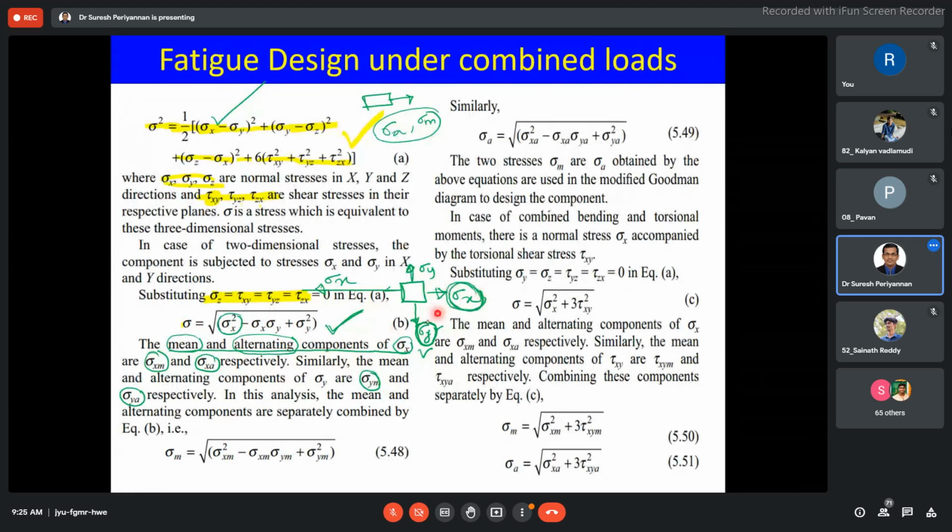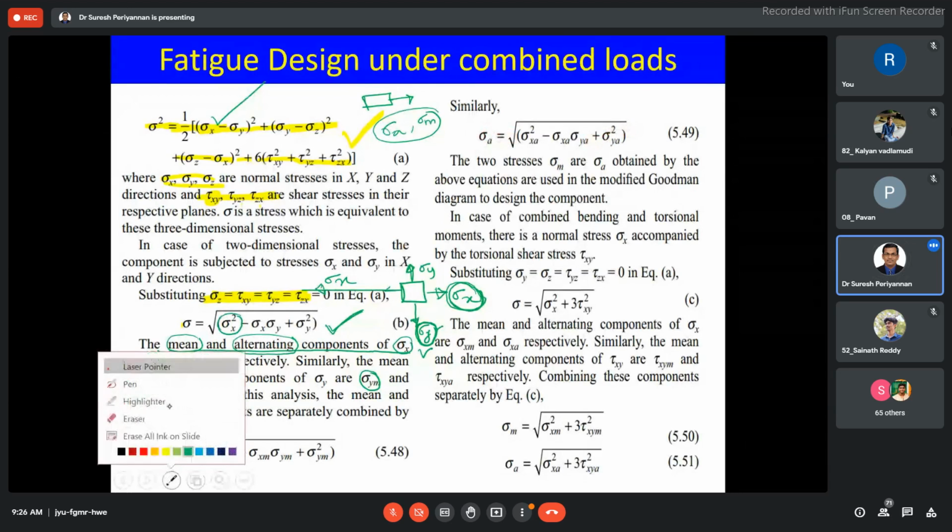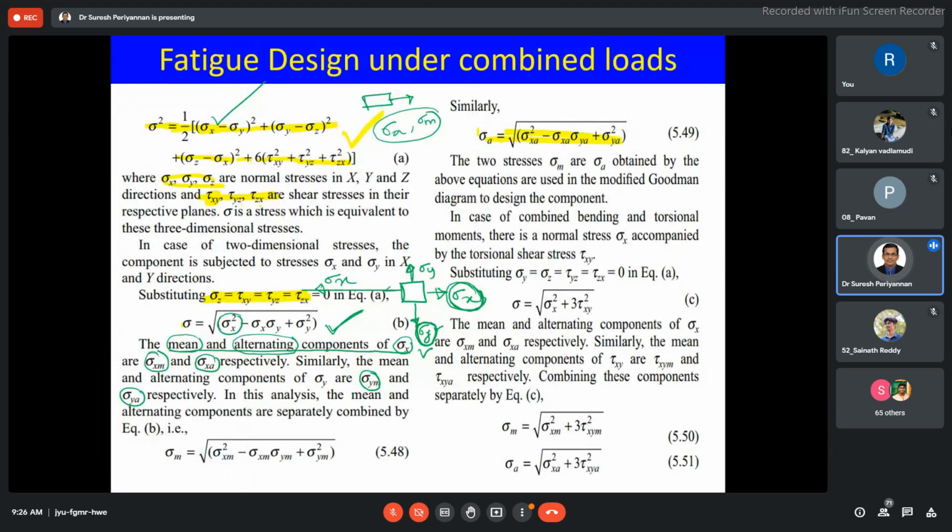Now I am going to consider the average stress amplitude sigma a in both cases. When I consider sigma xa from sigma x and sigma ya from sigma y, these two components I am taking now to find out my stress amplitude. This is our sigma stress amplitude while biaxial stress is acting, but in this case we are not considering the shear stress component.